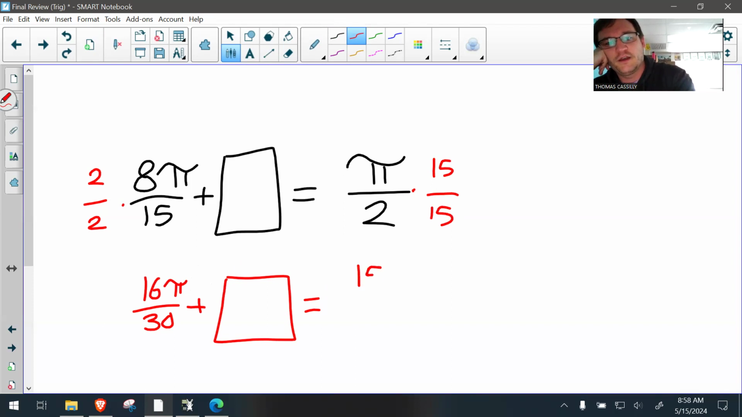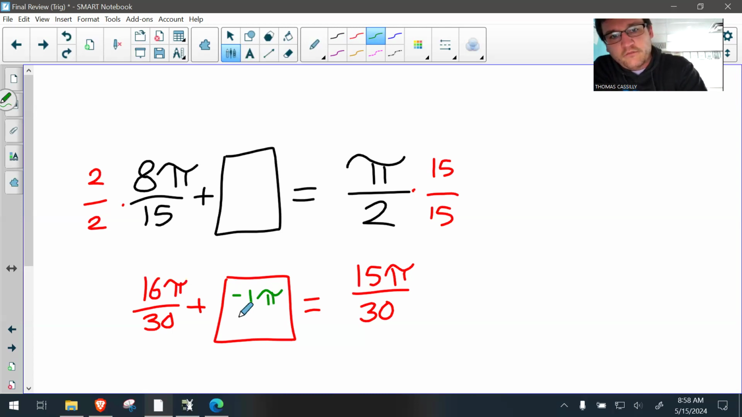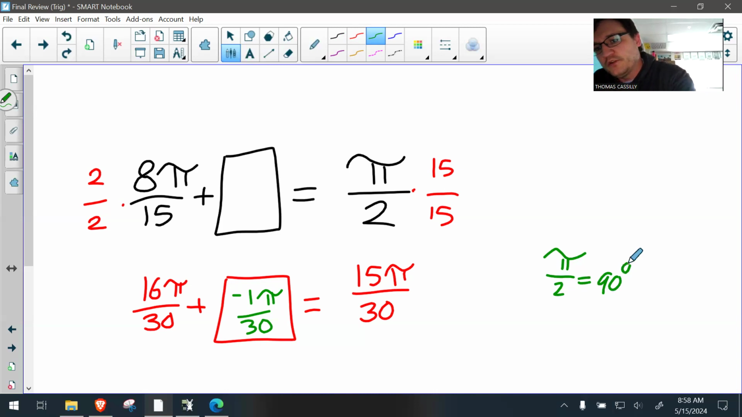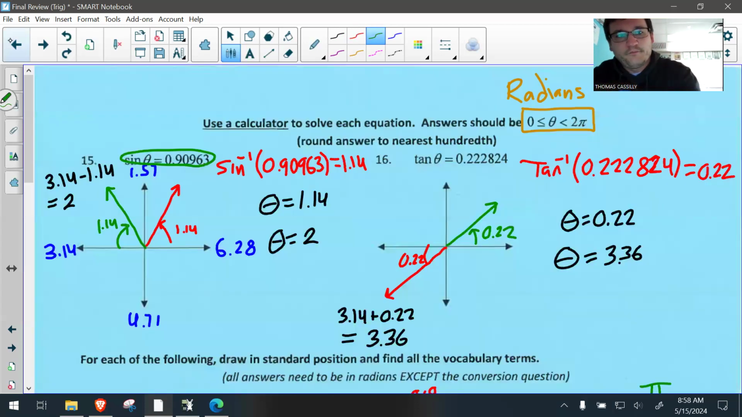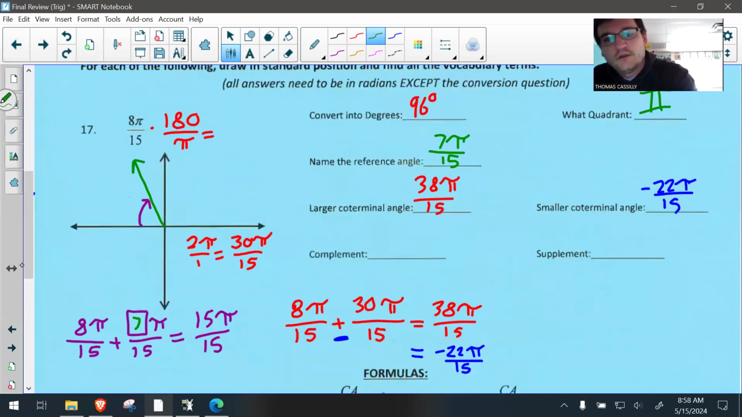Gets us to 15 pi over 30. Right? And the answer for that is negative 1 pi over 30. That is our complement. If we think about that, 15 pi over 30 simplifies down to pi over 2, which is equal to 90 degrees. A complement is two angles that when you add them together get you a 90-degree angle. So that negative 1 pi over 30 is the answer here.